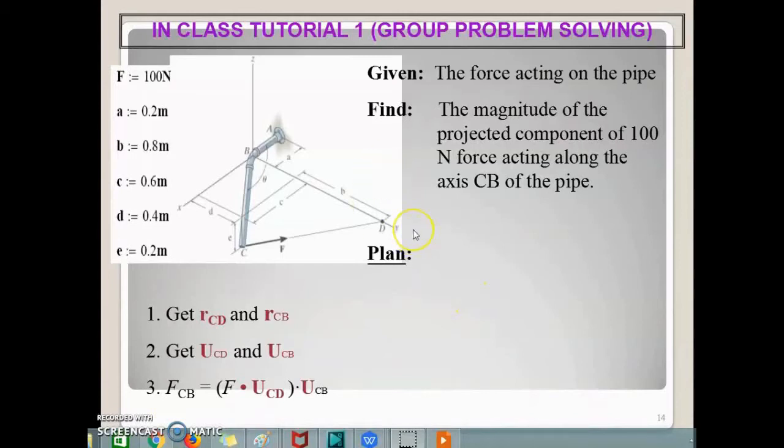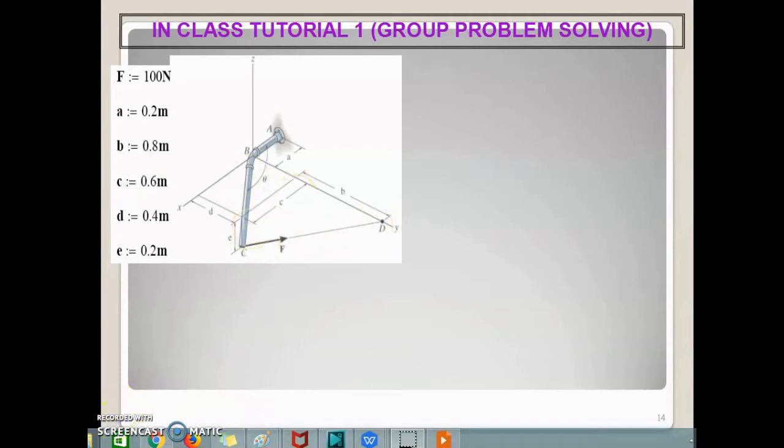Okay, now let's do another example. So if you have a pipe like this, and then a force acting in this direction. So this time it is given that the pipe is a distance and then the force, so you have distance and force. There are two vectors basically.